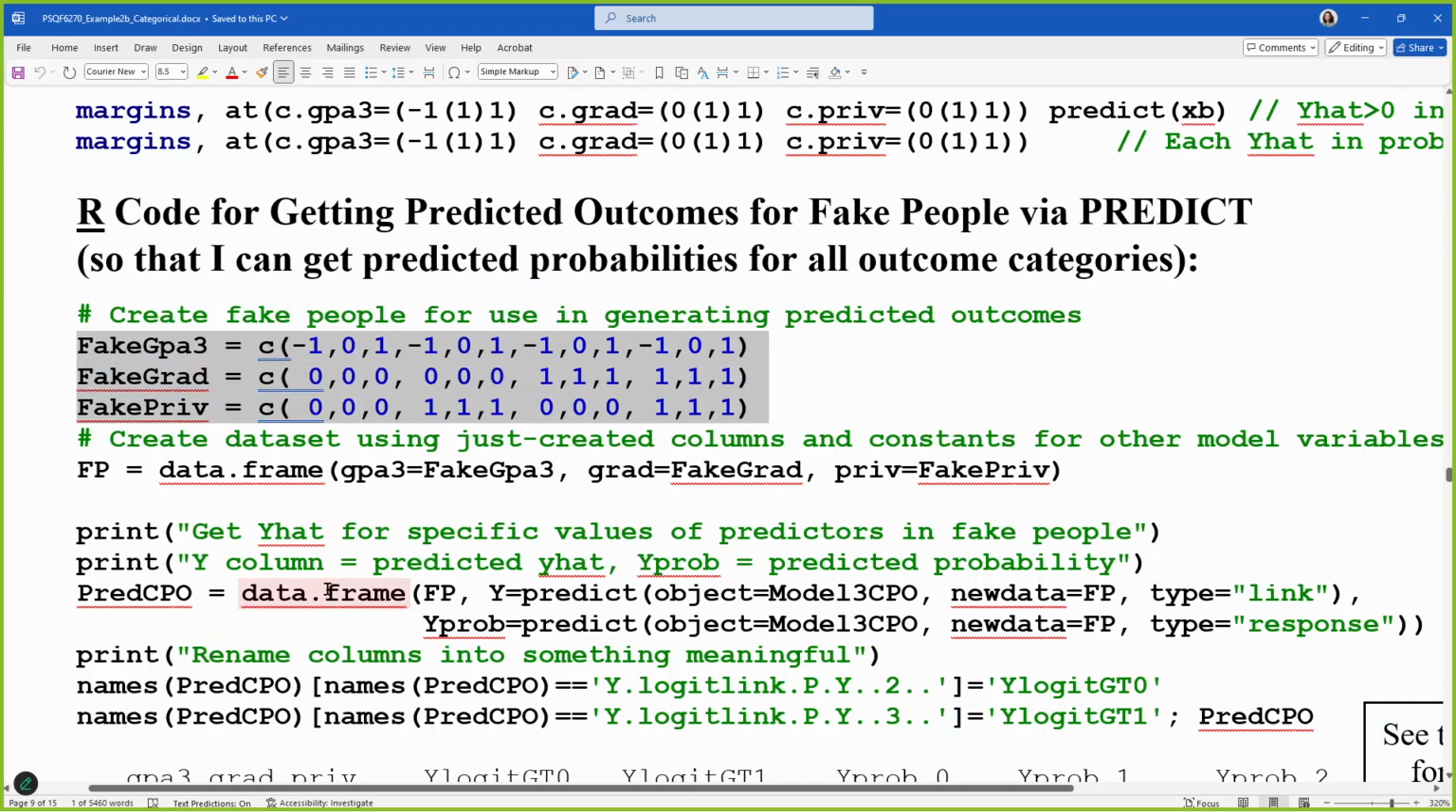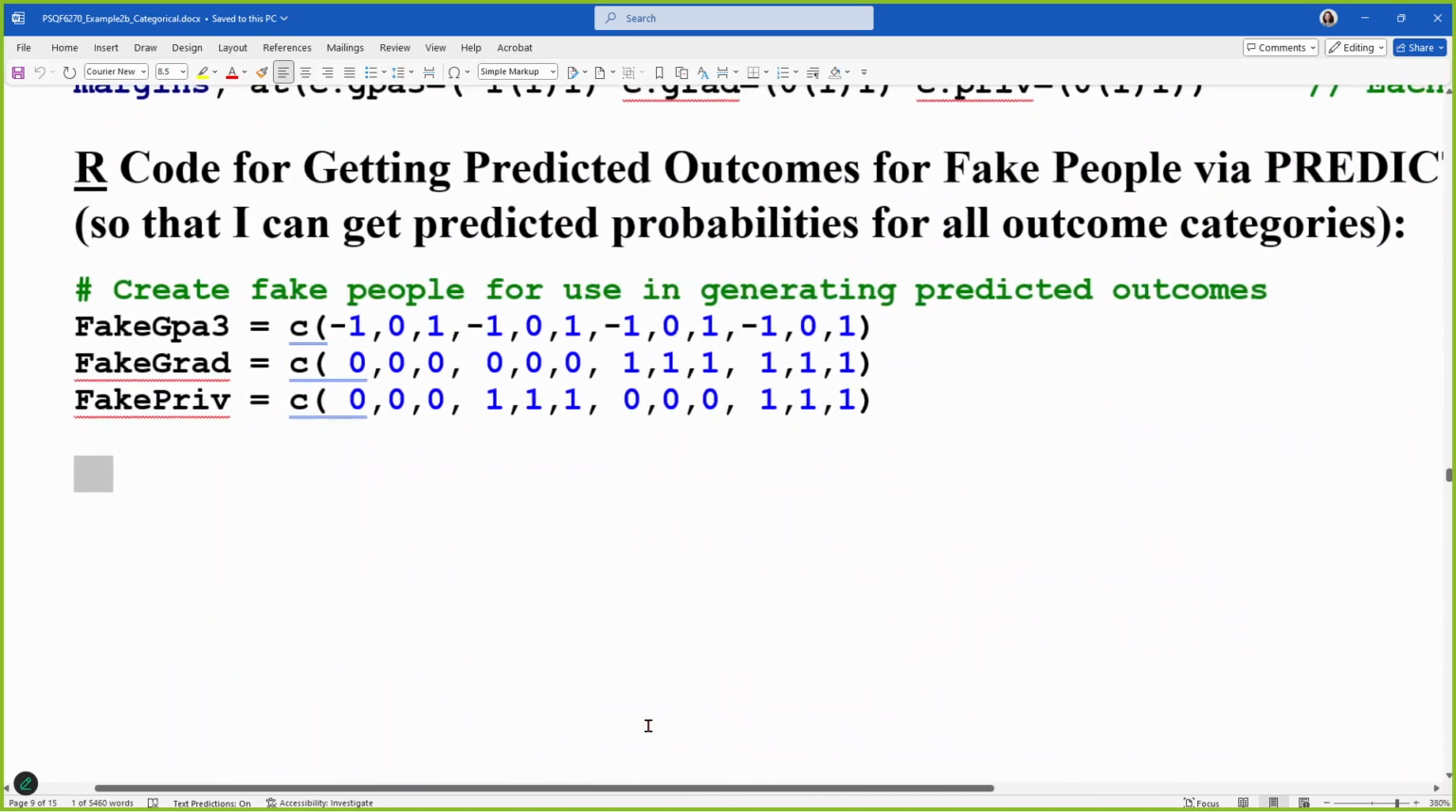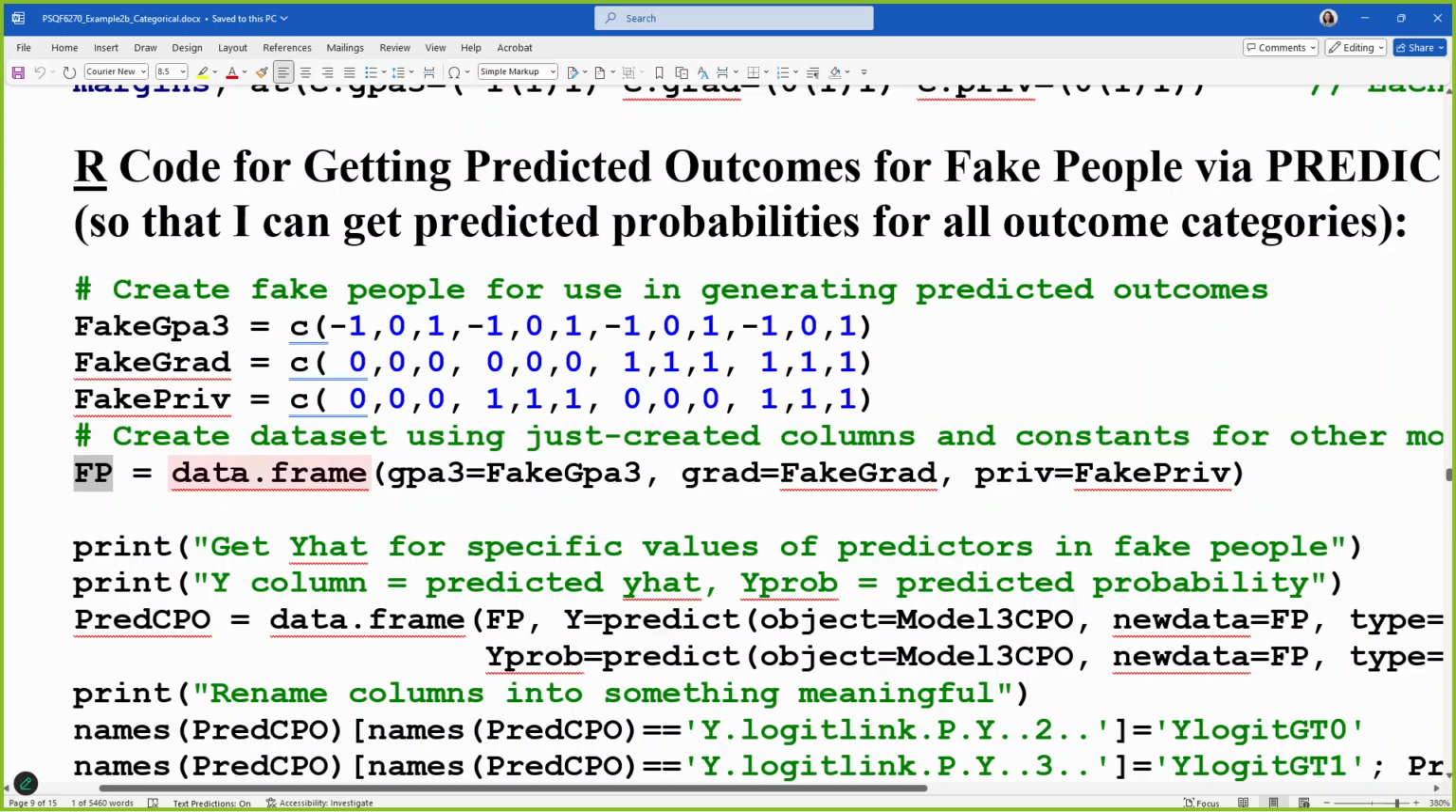So these are just 3 objects, columns of data. I am creating then a data set for them. The data set is called FP. Do you know what that stands for? Fake people. Yes, this is what I call it. That's what they are. So building a data set with the data frame option, the first column is going to be called GPA3, and in that column goes this series of numbers right here. The next column is going to be called grad, and these numbers go into that, and then the last column is called priv, because these are the names that are in my data set.